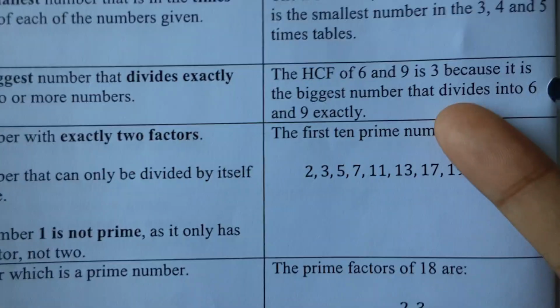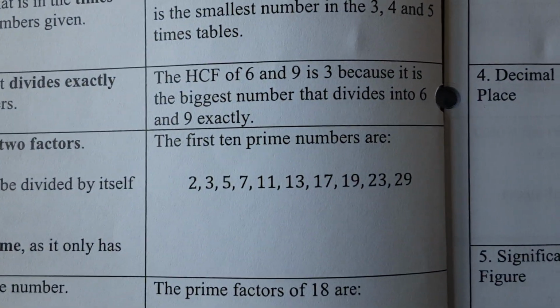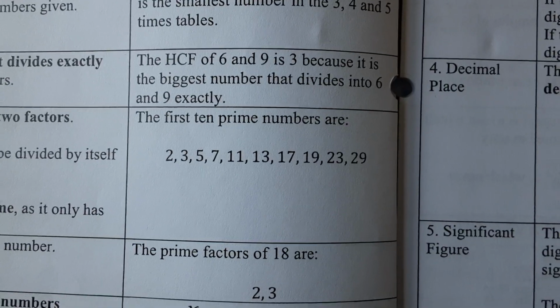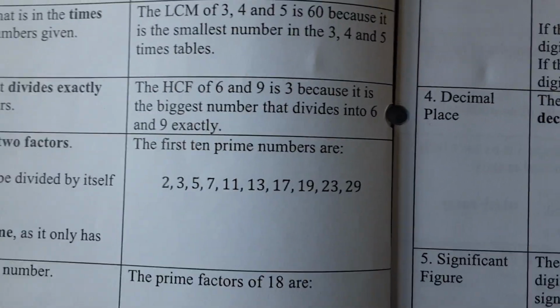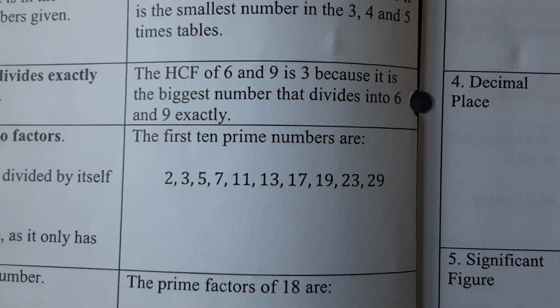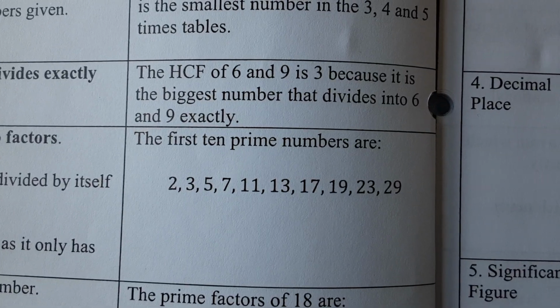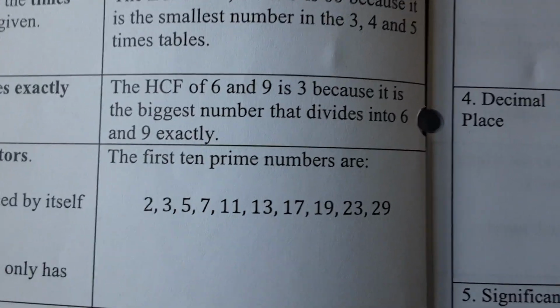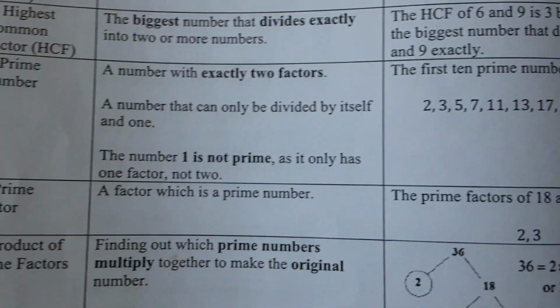So we go over here, it says the HCF of 6 and 9 is 3 because it's the biggest number that divides into 6 and 9 exactly. So 6 divided by 3 equals 2, and 9 divided by 3 equals 3. So let's move on.